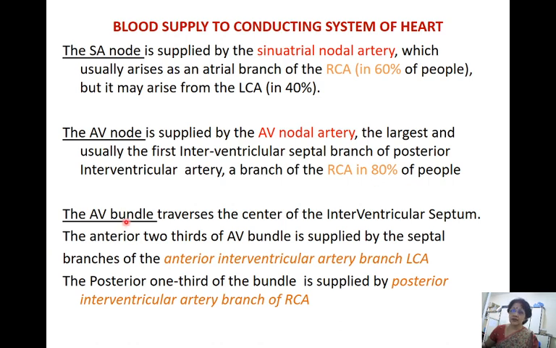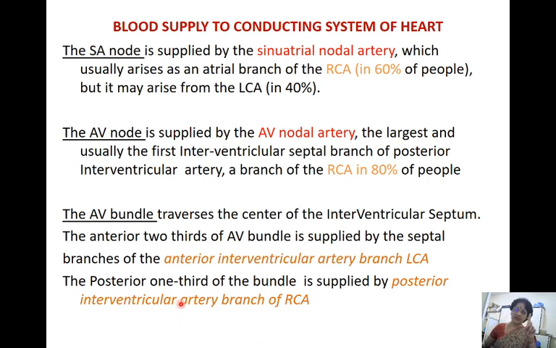The AV bundle, the interventricular bundle, traverses the center of the interventricular septum, separating the two ventricles. The bundles lie inside the septum. In the interventricular septum, the anterior part will be supplied by ingoing branches from an artery lying on this side. The posterior one-third will be supplied from the surface vessel lying in the groove. So the AV bundle's anterior two-thirds is supplied by the septal branches of the anterior interventricular artery, a branch of the LCA. The posterior one-third is supplied by the posterior interventricular artery from the RCA.